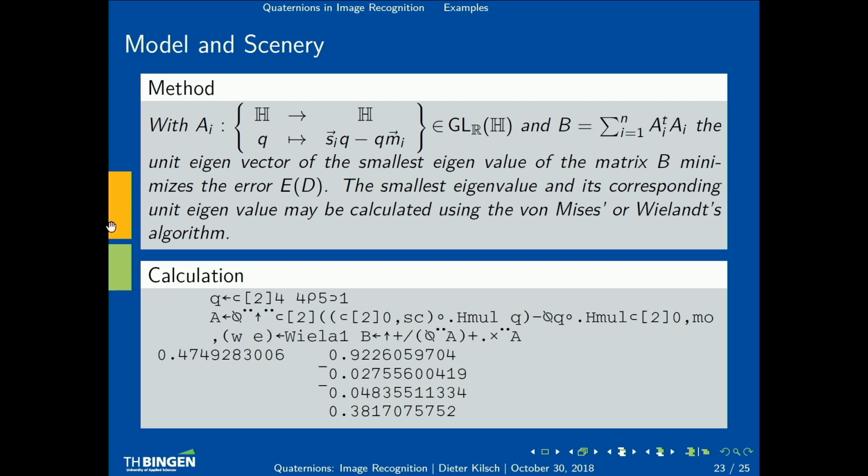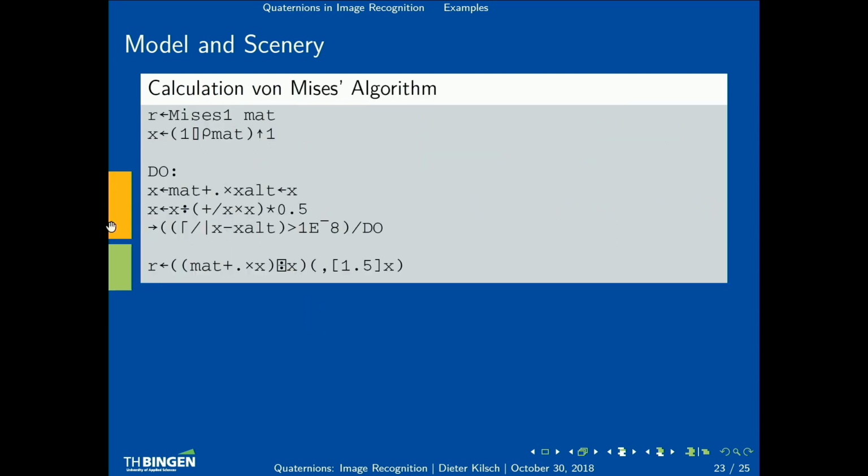If you think of the matrices A_i, these are the maps of the unit Qs. So to create the A_i, I take the unit vectors for Q, and I do all the multiplication. I multiply Q with the model on the left and Q with the scenery on the right, and I arrange everything, and I get the matrix B, and I use the Wielandt algorithm to get the result. So this is the vector with the minimal errors which you get there.